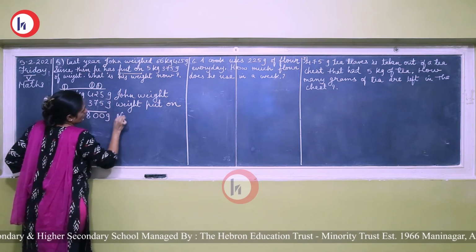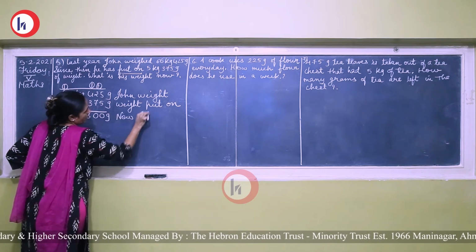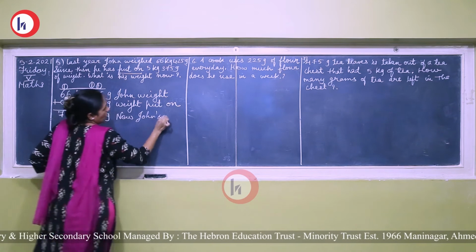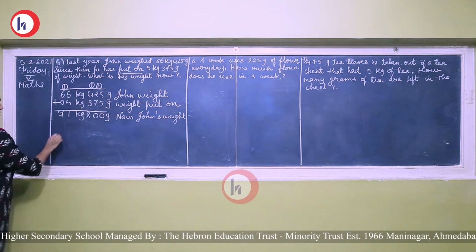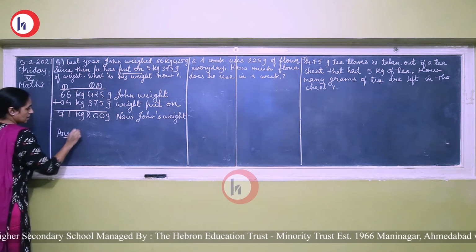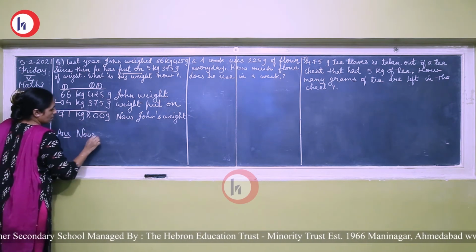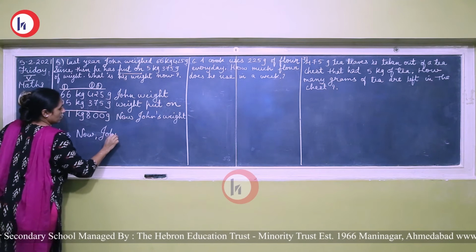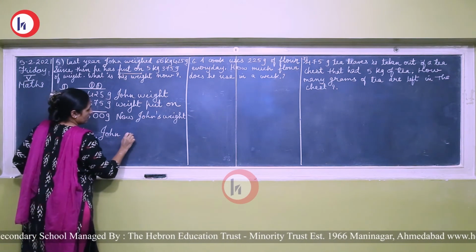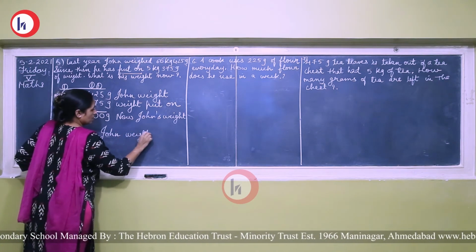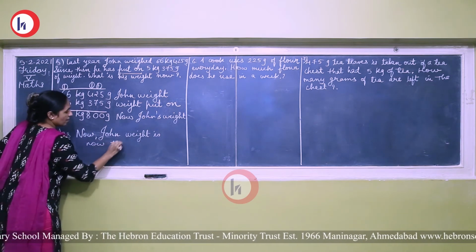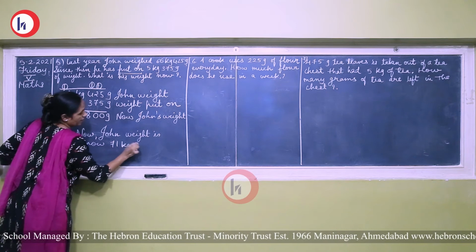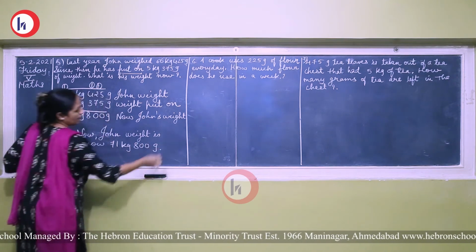Now John's weight. Answer. John's weight is now 71 kilogram 800 gram.